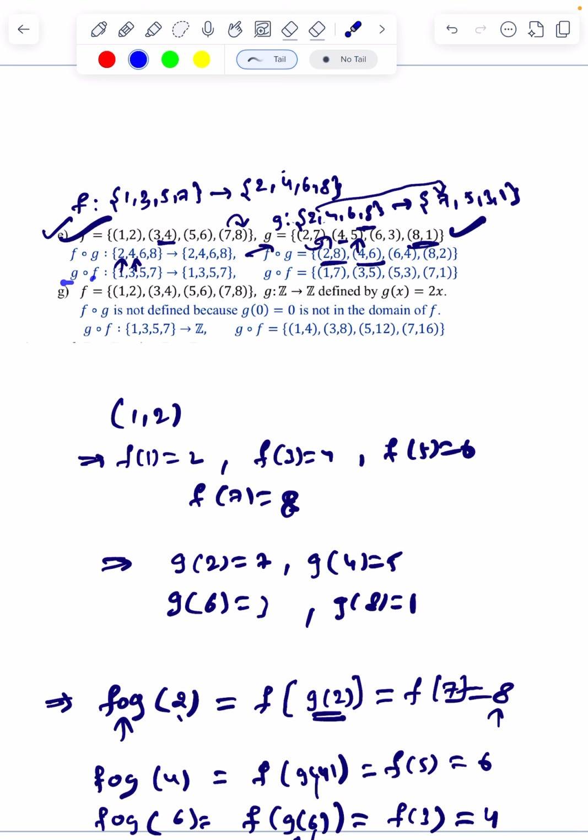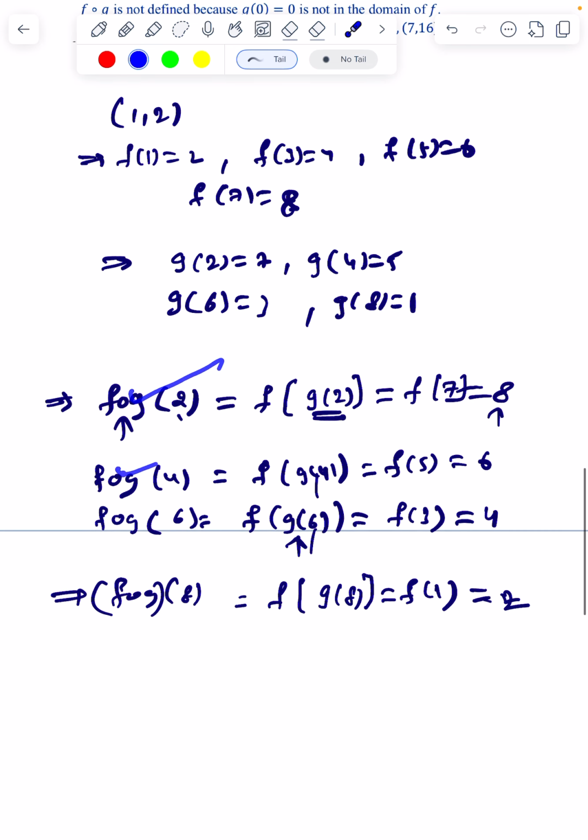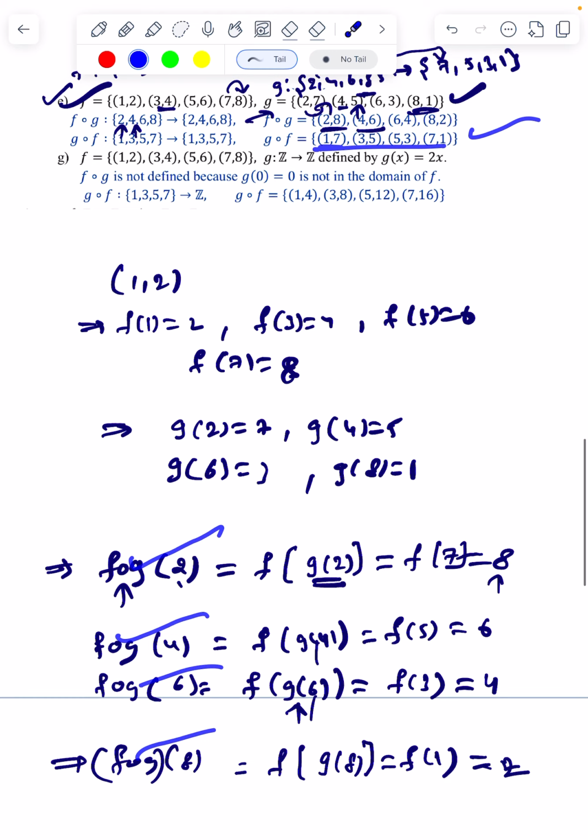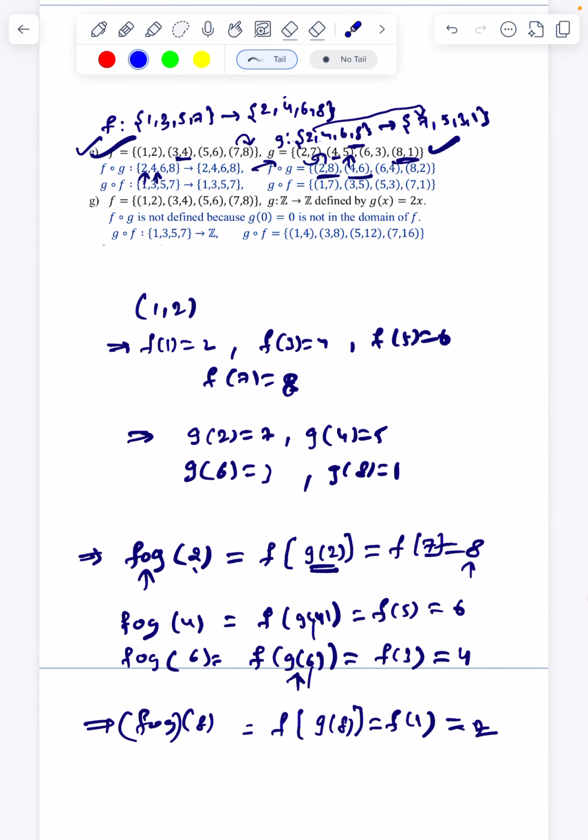Similarly, I already showed that g circle f is also well defined. How to find its domain and codomain, you know already. So these we can also find like this. In this method only you can apply. Okay, take a screenshot. You can try the second one.